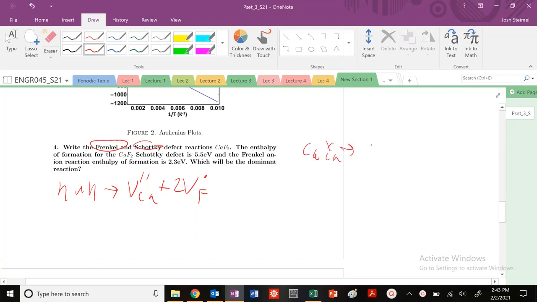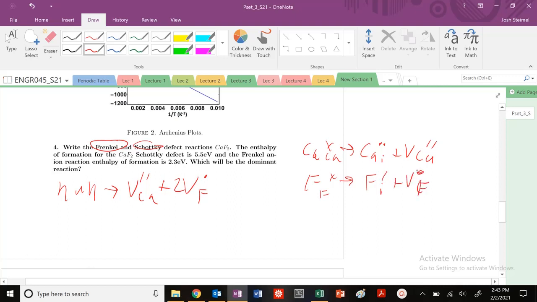How about the Frenkel defect? Ca_Ca^x goes to calcium on interstitial, that's going to be plus 2, plus vacancy in calcium, minus 2. For F, F_F^x is going to be fluorine on interstitial, plus vacancy in fluorine, which is going to be a dot right here. The enthalpy of formation for the Schottky defect is 5.5 eV, and for the Frenkel reaction it is 2.3 eV. Which is the dominant reaction? It's going to be the Frenkel defect. Why? Because the enthalpy of formation is lower, so we're going to see more of that type of defect.